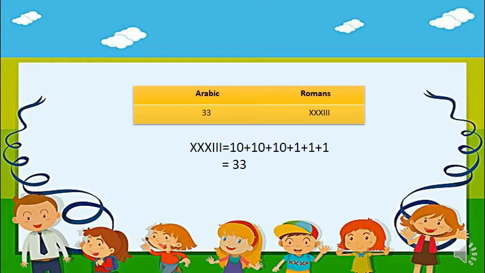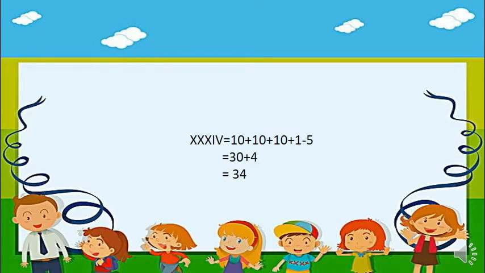Here Arabic number is 33 and Roman number is triple X and triple I. So X represents 10 and I represents 1. Add both these values and the answer is 33.